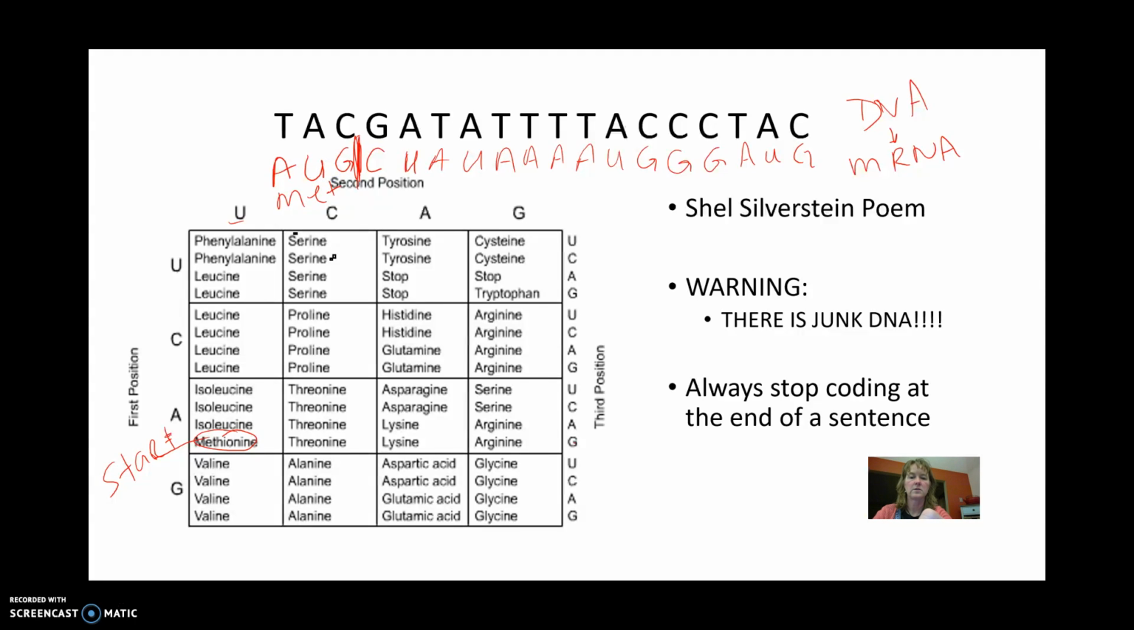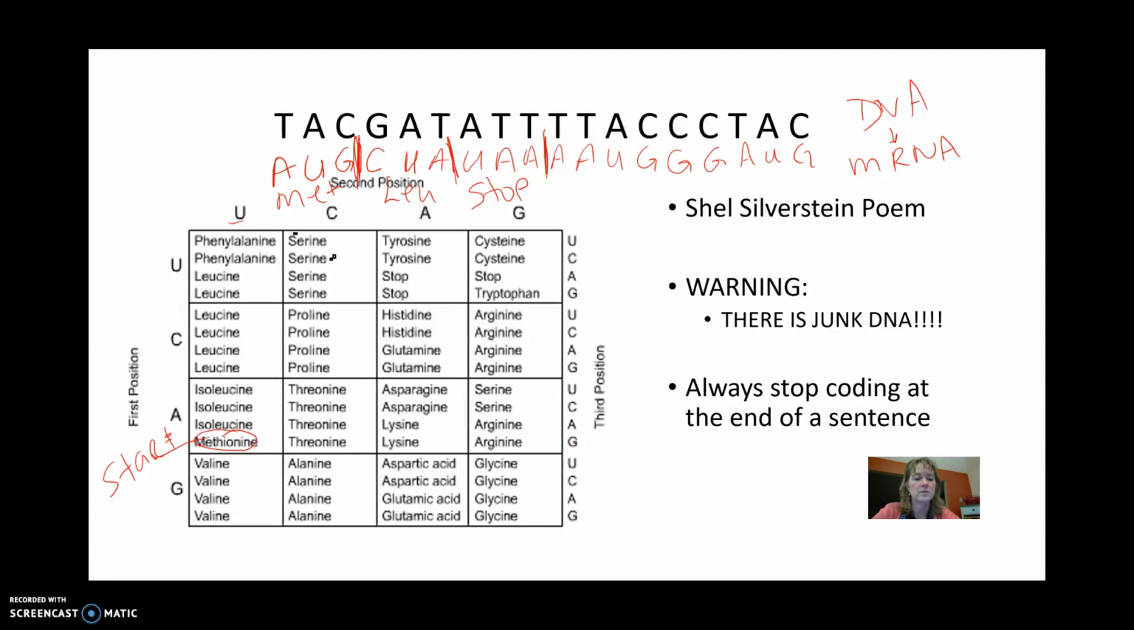Okay, and I'm going to continue to read my codons 3 at a time. So I get CUA, and so I should get leucine. Then I get UAA, which should say stop. Now when we are doing sentences, the end of a sentence is a period or an exclamation point or a question mark. And so when you get to a stop of a sentence, you need to stop coding.